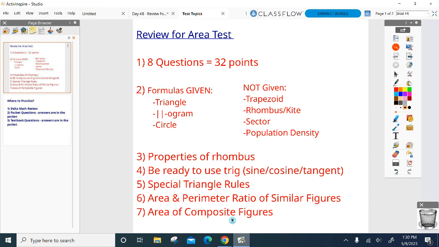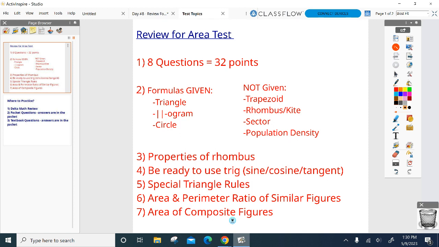I know it's important to some of you, I don't know why, but there's going to be 8 questions on there tomorrow. All right, 32 points. I know they're not 4 points apiece. You'll have a formula sheet attached. You guys already know the formulas you'll be given: triangle, parallelogram, and circle. The ones you're responsible for in 24 hours: trapezoid, rhombus. We don't do kite anymore.